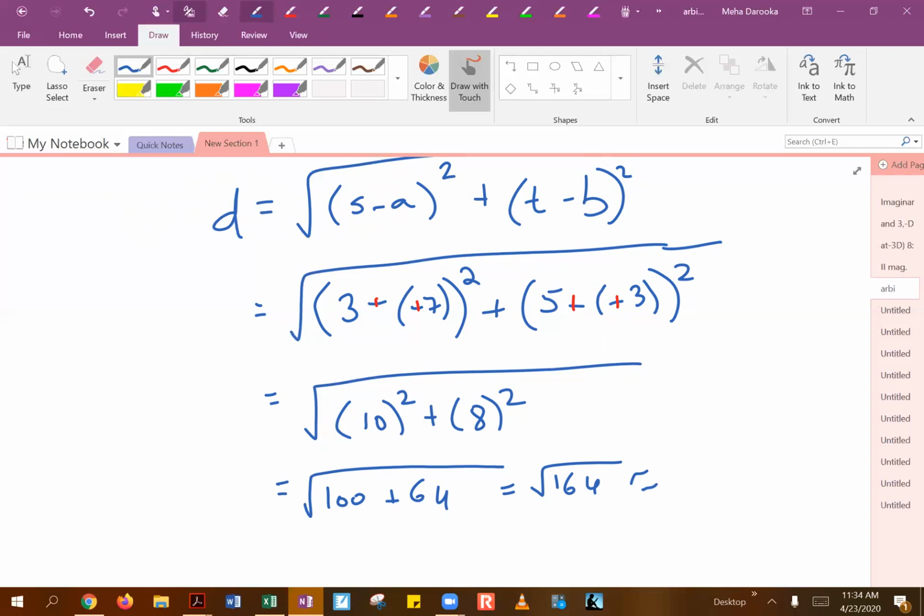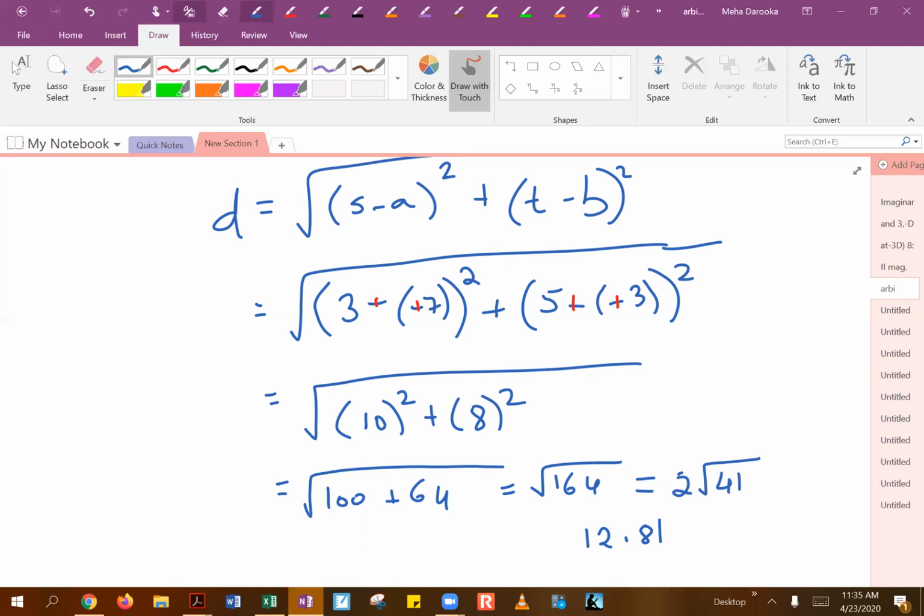Sorry, you gave me a simplified answer, didn't you? Yeah, I gave you a simplified answer, so what did not you the decimal approximation. Let me find that out real fast. The decimal approximation is 12.81. Okay, and what was your simplified answer? It was, sorry, let me go back to it. 2 root 41. Okay.